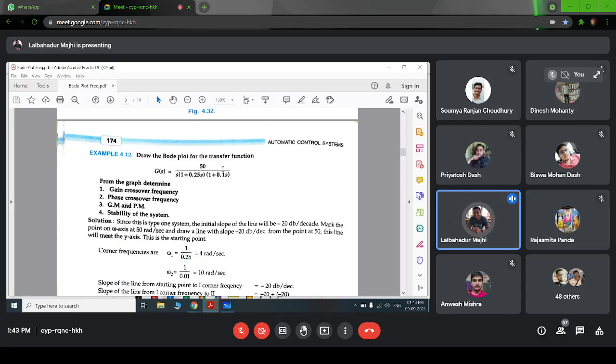It is a type 1 system, right? So the initial slope will be minus 20 dB per decade. And what will be the starting point? To find the starting point, we have to make omega equal to k.